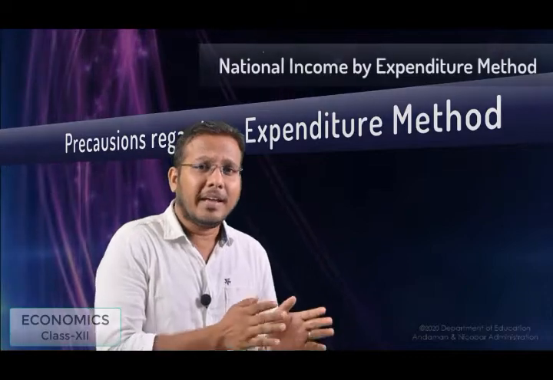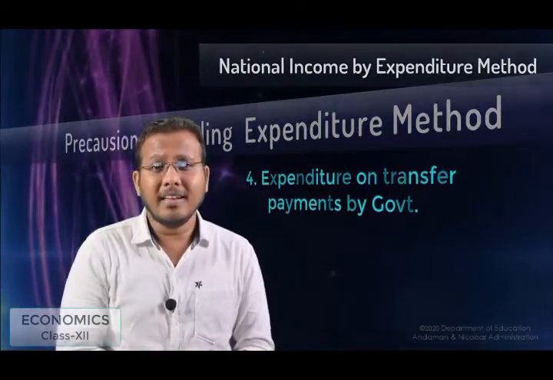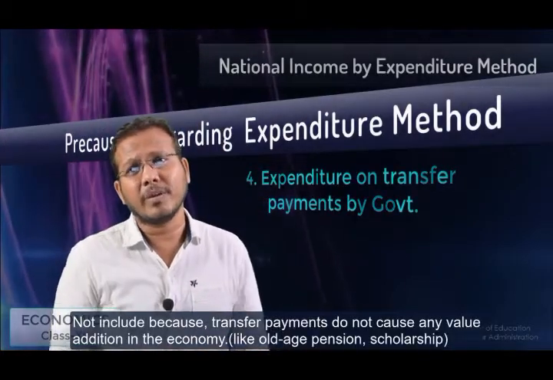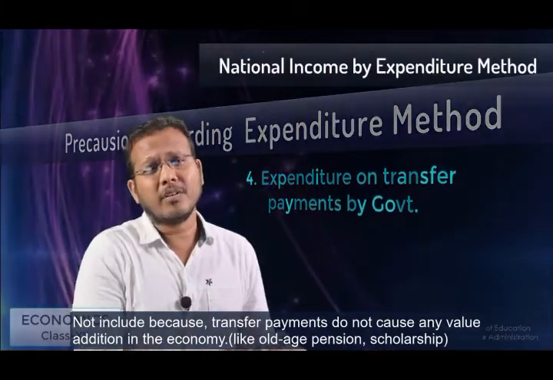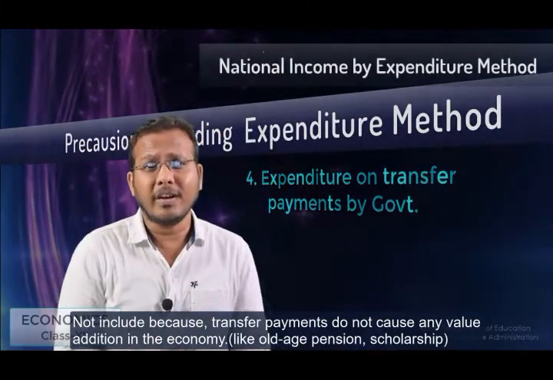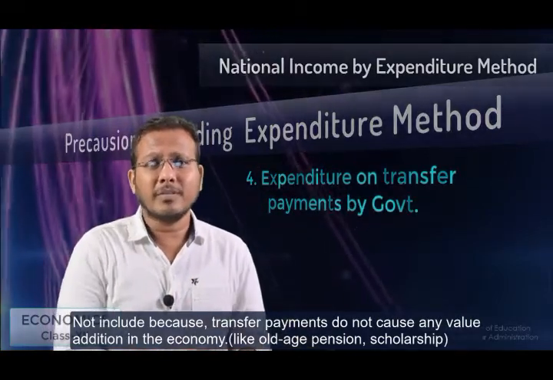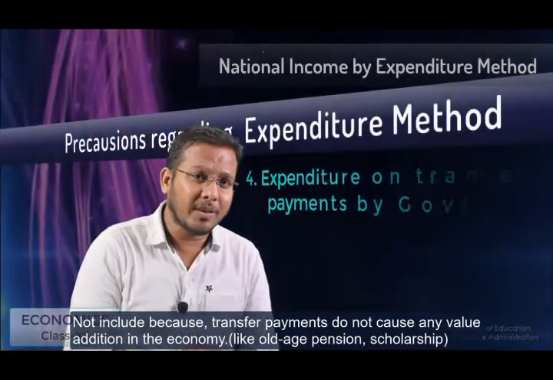Then we have the expenditures on transfer payments by the government. Again, we will not include these expenditures made by the government on transfer payments in the calculation of national income, because transfer payments do not cause any value addition in the economy, like old age pensions and scholarships. These will not produce any kind of value addition in the economy.